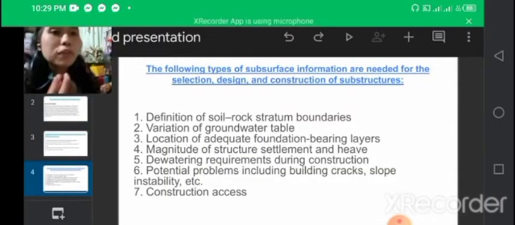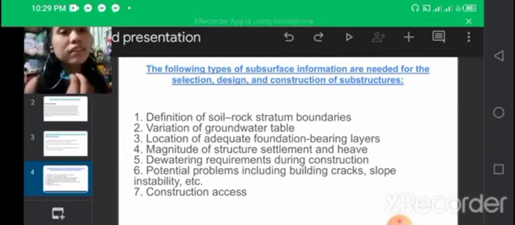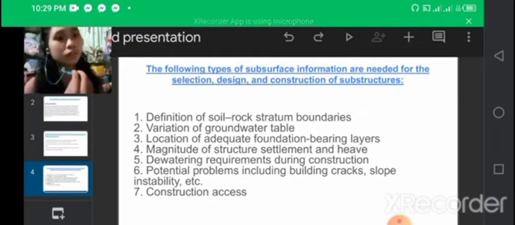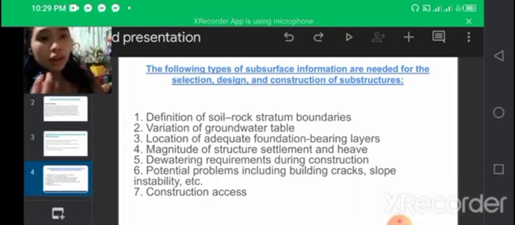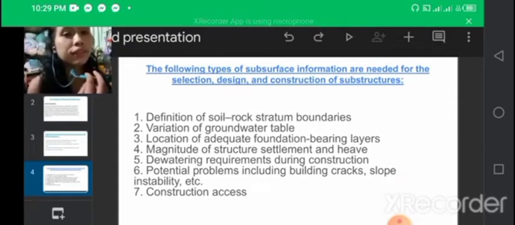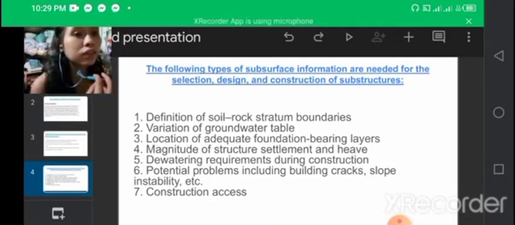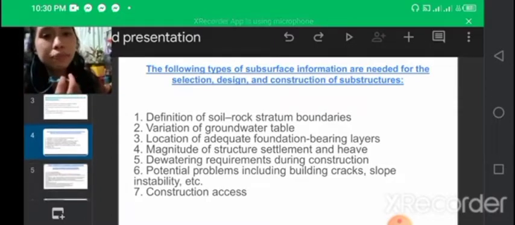The following types of subsurface information are needed for the selection, design, and construction of substructures. The first one is the definition of soil and rock stratum boundaries. Second, variation of groundwater table. Third, location of adequate foundation bearing layers. Fourth, magnitude of structure settlement and heave. Fifth, dewatering requirements during construction. Sixth, potential problems including buildings, cracks, slope instability, etc. And lastly, the construction access.